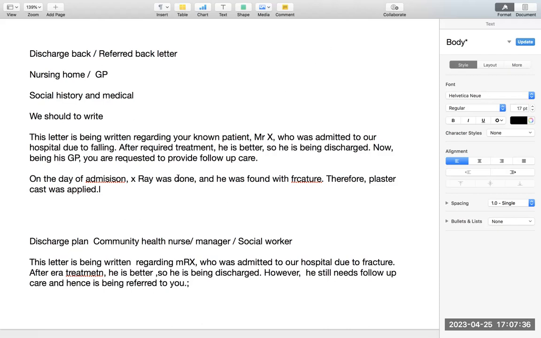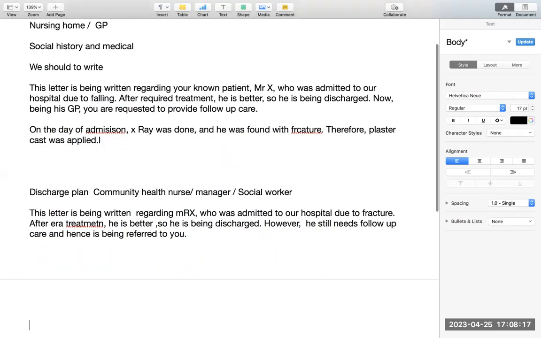If you see the difference between the two, the only difference is that the earlier letter is being written regarding your patient, and in this you will say simply: this letter is being written regarding Mr. X, who was admitted to our hospital. After treatment, he is better, so he is being discharged. However, he still needs follow-up care, and hence is being referred to you. So we are telling the community health nurse, manager or social worker that he still needs follow-up care and hence is being referred. This is how simple OET is. This is the simplest way of writing.